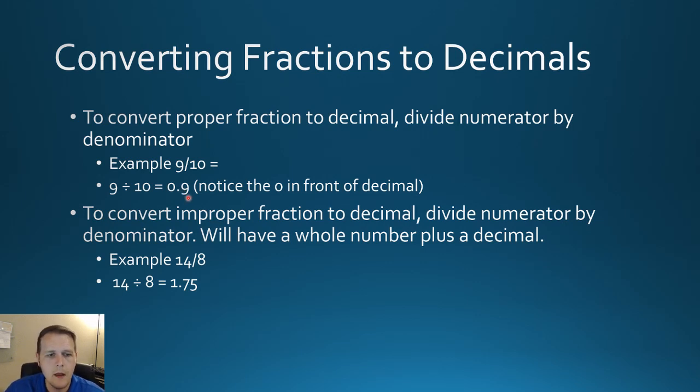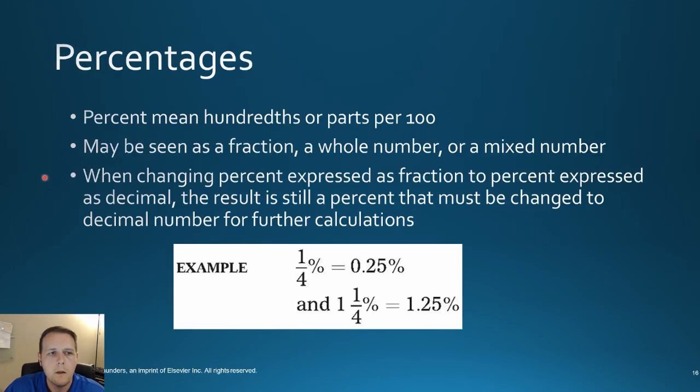Another example of this would be converting an improper fraction. Again, you're just dividing the numerator by the denominator, and in this case, 14 divided by 8 would be equal to 1.75, okay? With percentages, it basically just means hundredths, or part of 100. So if you have 100%, that equals 1 essentially.